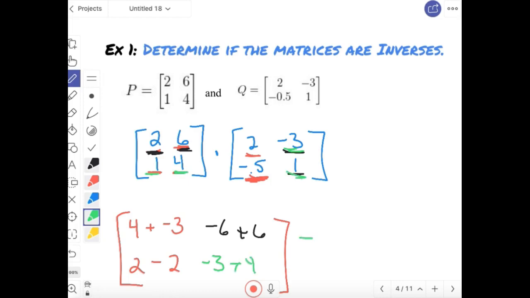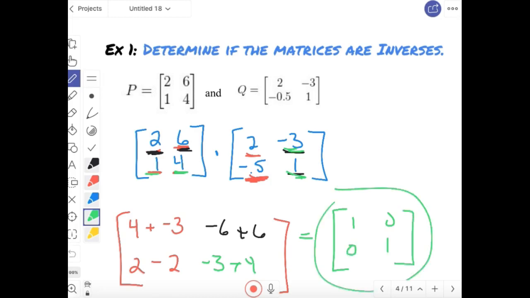So if we simplify this, we get 4 minus 3 is 1. Negative 6 plus 6 is 0. 2 minus 2 is 0. And negative 3 plus 4 is 1. So that means since we got the identity matrix, these two matrices are inverses of one another.